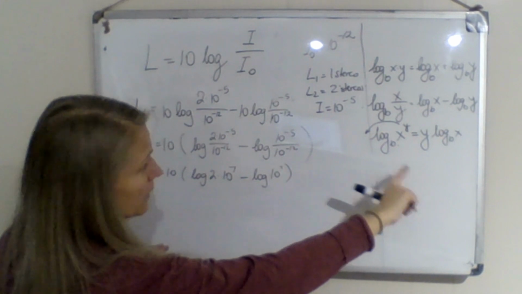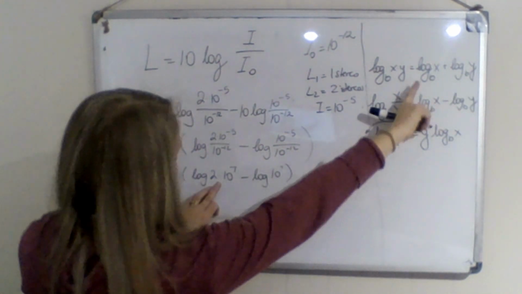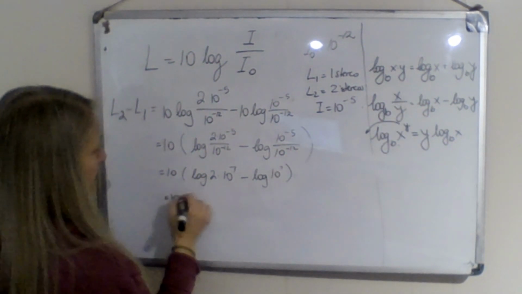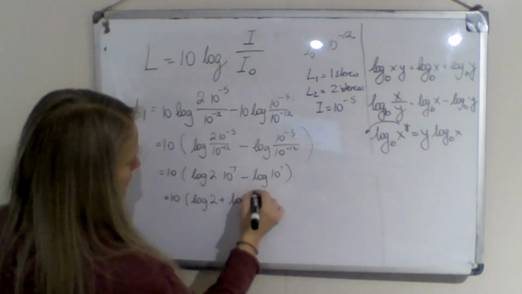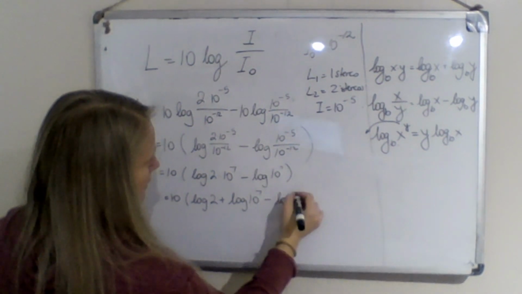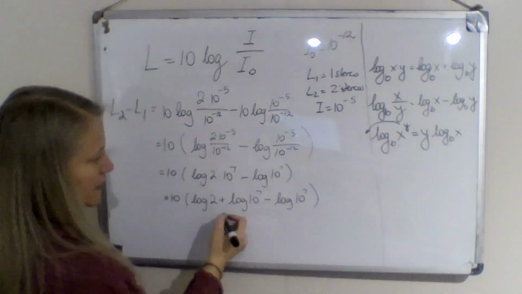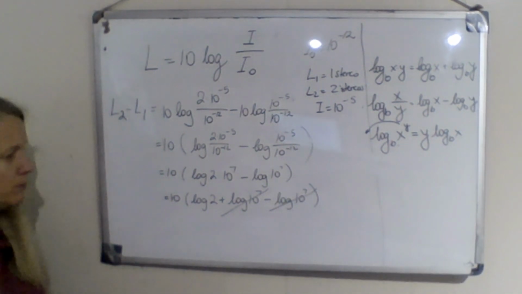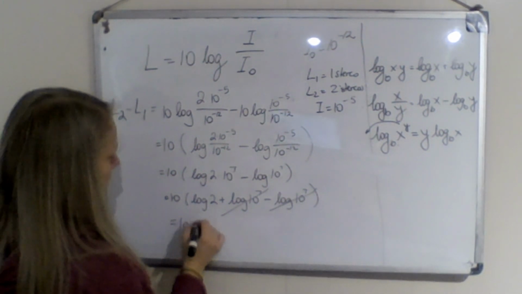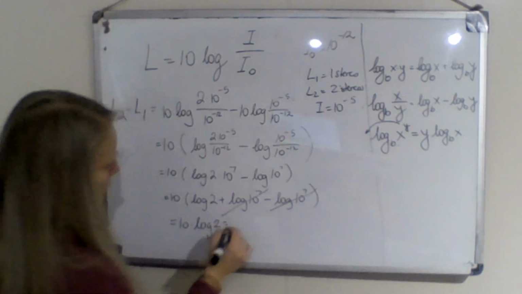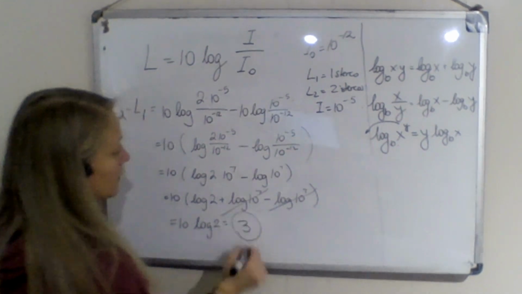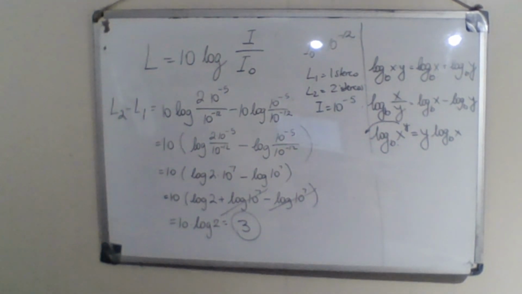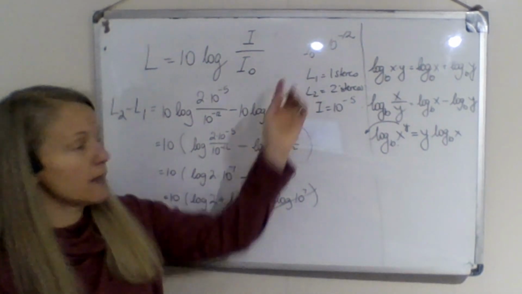I can now go ahead and use the product rule and separate that. This becomes 10 log 2 plus log 10 to the 7th minus log 10 to the 7th. Oh, look at this. They cancel each other out completely. So I'm left with 10 times log 2, I'm sorry. When you plug that into your calculator, you get about 3. That is how much the sound is about 3 decibels louder if you are playing two stereos versus one stereo.